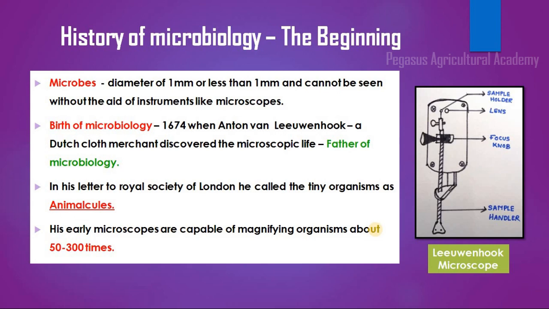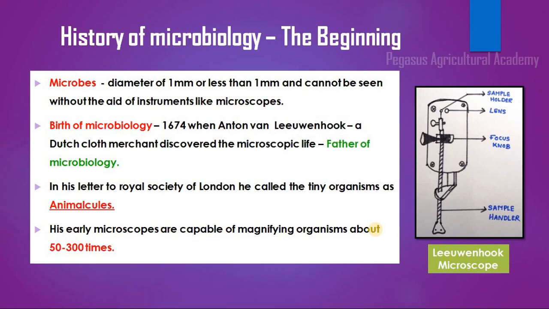So what are microbes? Microbes are organisms that are very small and cannot be seen by our naked eye. These organisms are about 1 millimeter or much less than 1 millimeter in size. In order to see these microorganisms, we need a special apparatus, it may be a microscope or a very good magnifying lens, but we need some aid to see these kinds of microorganisms.